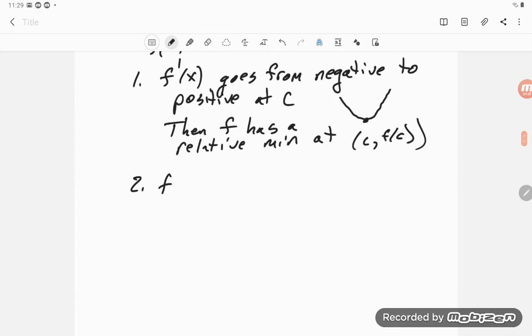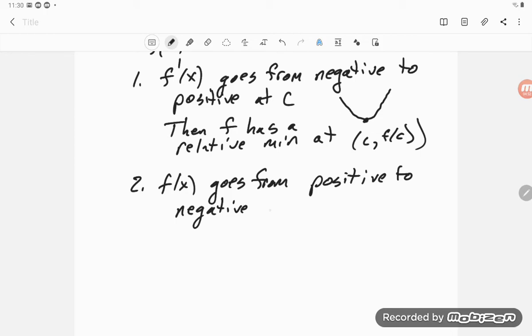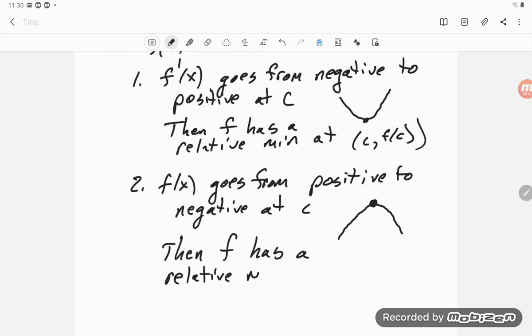Another possibility is that f prime of x goes from positive to negative at C. If it went from positive, so it was increasing, and then it is decreasing after C, well, in that case, f has a relative maximum at C, f of C.